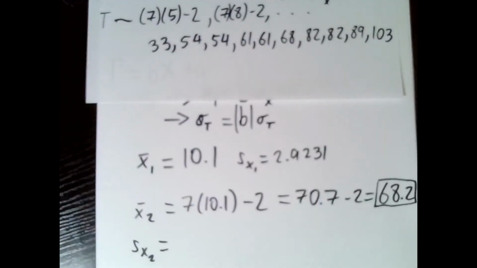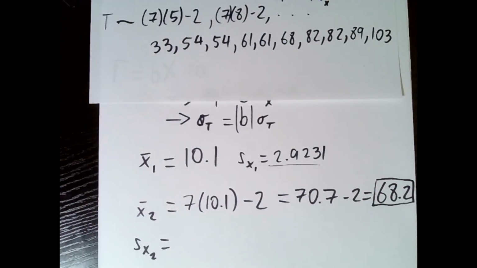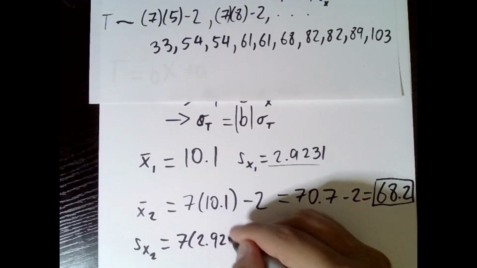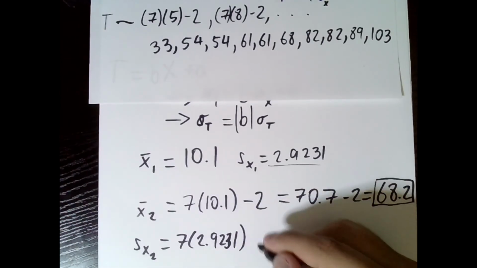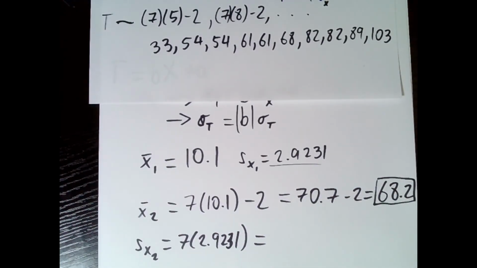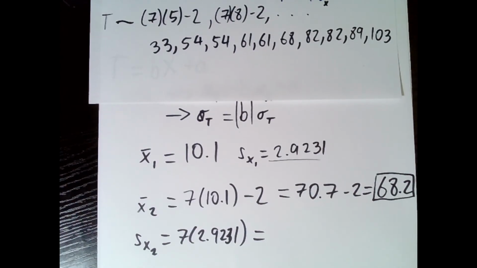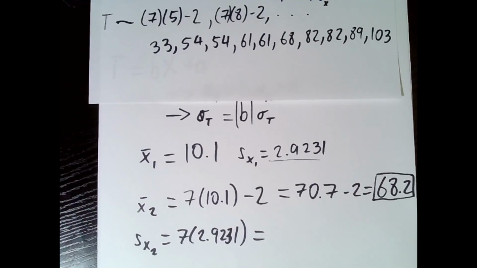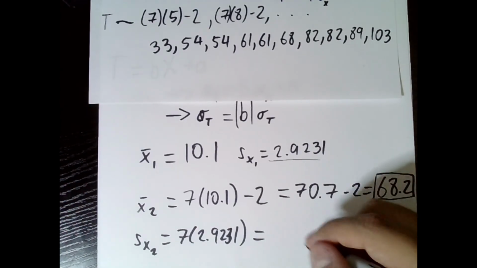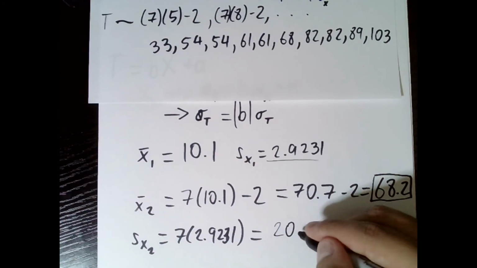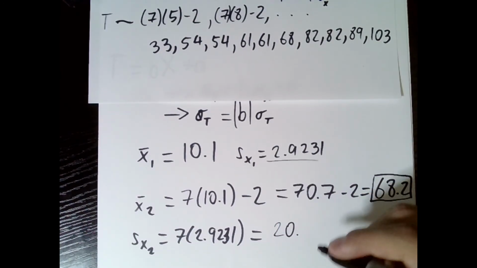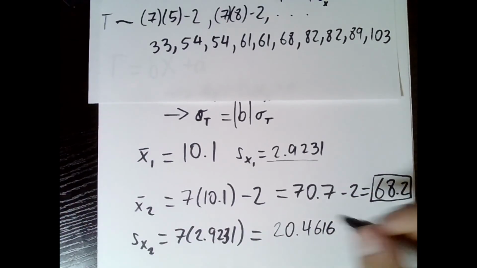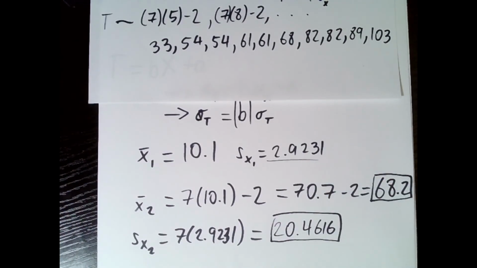How are we going to find our new standard deviation? Our new standard deviation is going to be this value right here times 7, and that's it. We're not going to factor in the subtraction, because subtracting 2 does not affect the standard deviation. I know I sound like a broken record, but it's important to realize that addition and subtraction do not affect measures of spread. So you can simply multiply this value by 7 and get the new standard deviation.